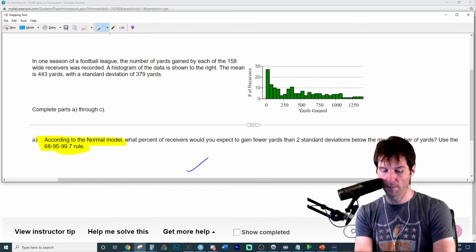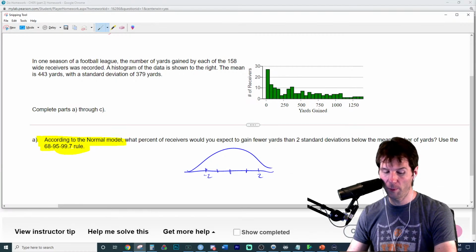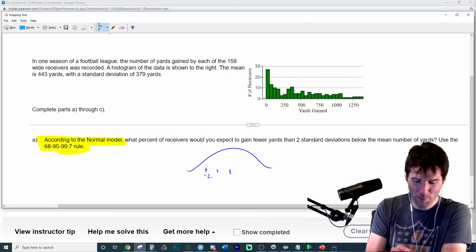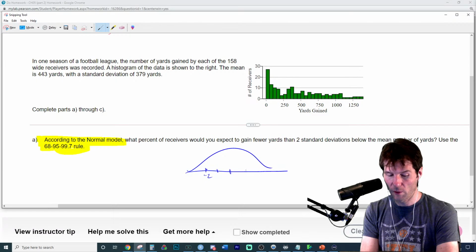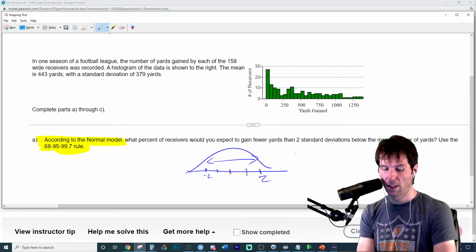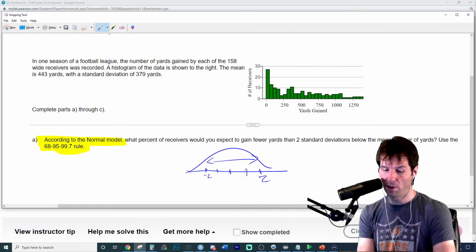So let's draw a little sketch right here, and let's go down 2 standard deviations. So the first question is, what percent are between -2 and 2? I did a horrible drawing today. Maria, according to the normal model and the empirical rule, what percent would be between -2 and 2? We'll find the answer to the full thing in a moment, because it wants below -2 and 2. But what percent is between? So it wants below 2 standard deviations.